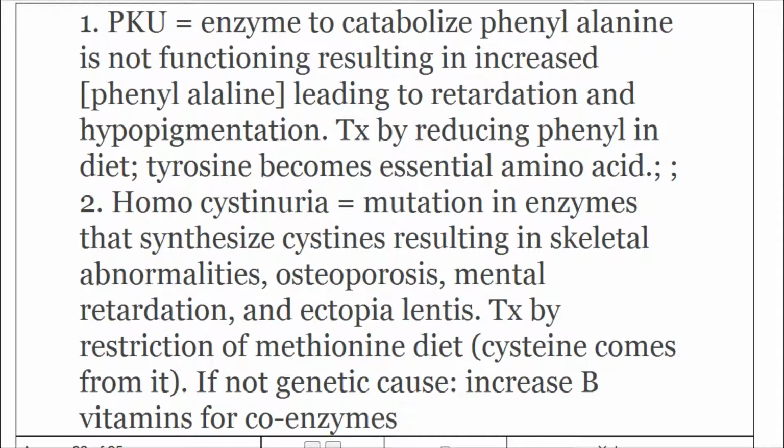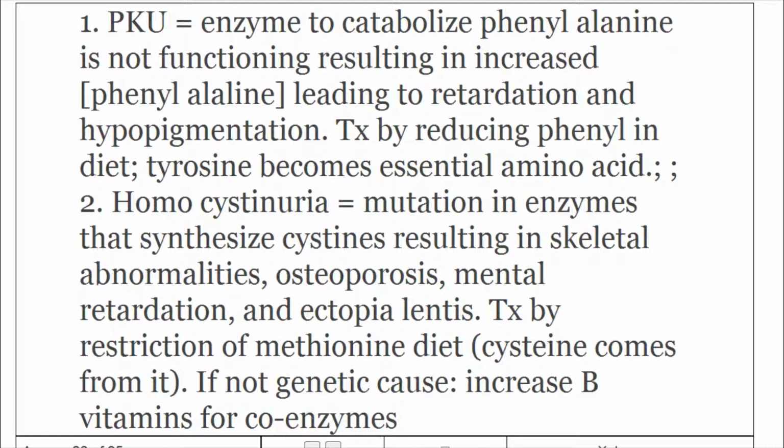Describe in detail the 2 amino acid synthesis disorders common in humans. 1. PKU equals the enzyme to catabolize phenylalanine is not functioning, resulting in increased phenylalanine, leading to retardation and hypopigmentation. Treatment by reducing phenylalanine in the diet; tyrosine becomes an essential amino acid.